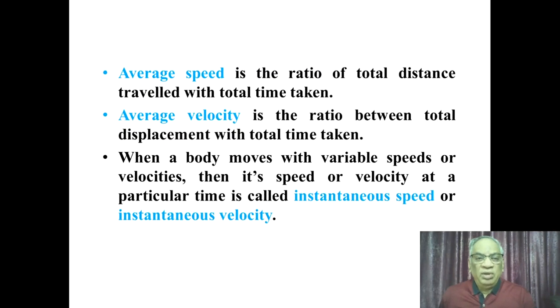Now, when the speed or velocity are changing, we get two more terms: average speed and instantaneous speed, average velocity and instantaneous velocity.